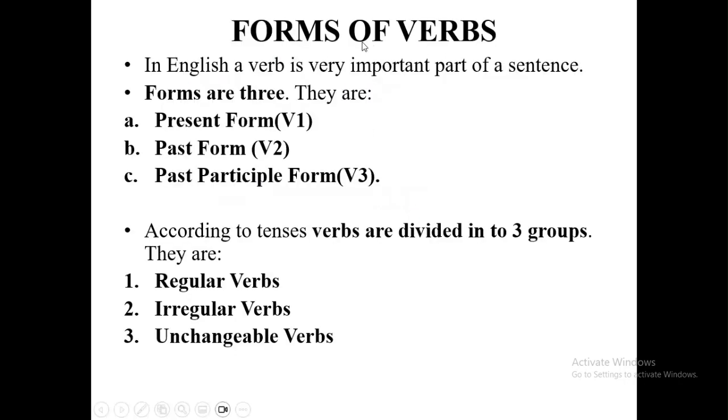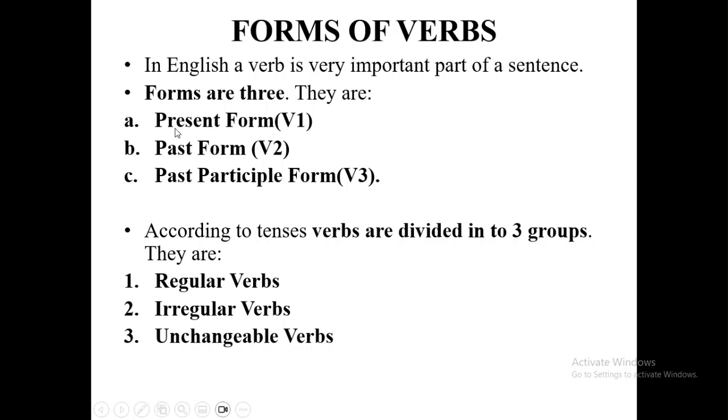Forms of verbs. Forms means shapes, the different shapes of verbs. See, verbs are a very important part in the English language. A verb is a very important part of a sentence, as well as crucial in learning English language. Therefore, there are three forms of verbs.